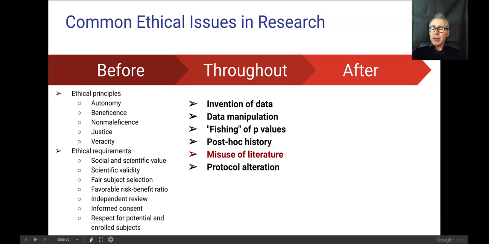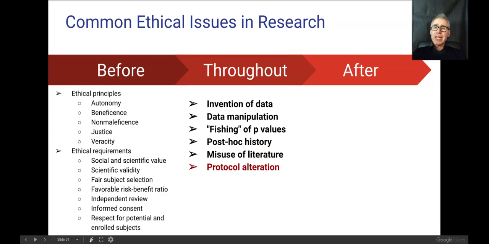So another common ethical issue in research is the inappropriate use of literature. This refers to the systematic selection of those references that support the results, and when the researchers start to discard some papers or articles that don't support his or her hypothesis.